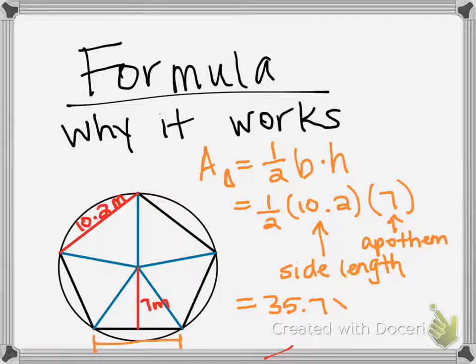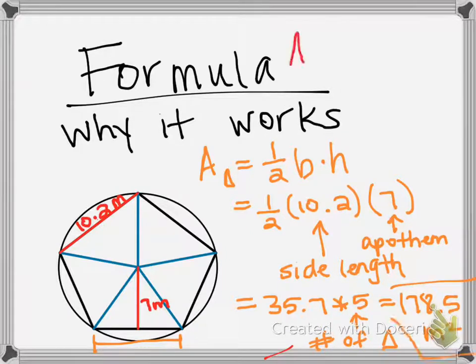But I'm not done yet. That's only one triangle. Since I want to know the area of the entire shape, I can multiply that by 5, because that's the number of triangles that I have in this pentagon, to get my final answer of 178.5 meters squared. So I did find an answer already. And notice that I found the answer without using the formula that we were given. But I'm doing this to show you where this formula came from.